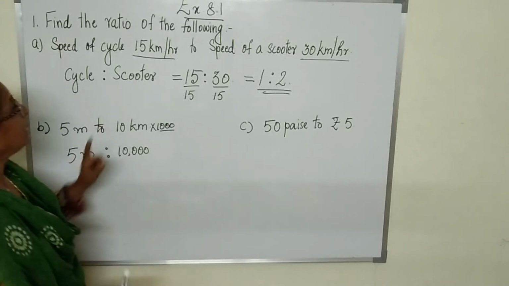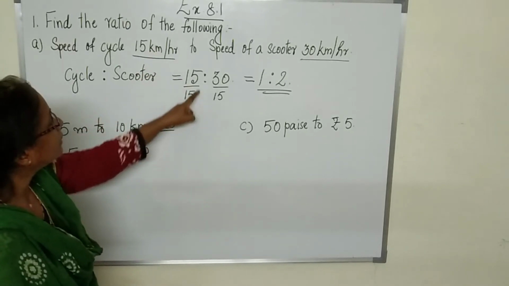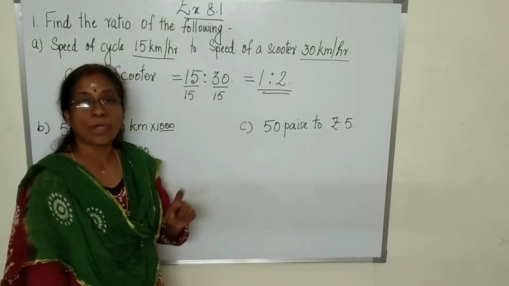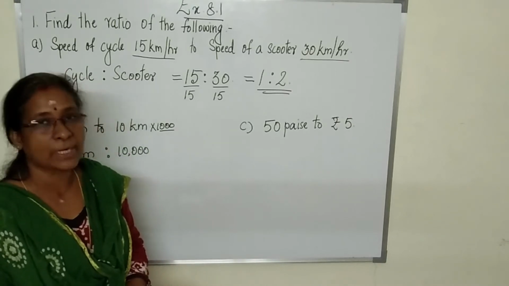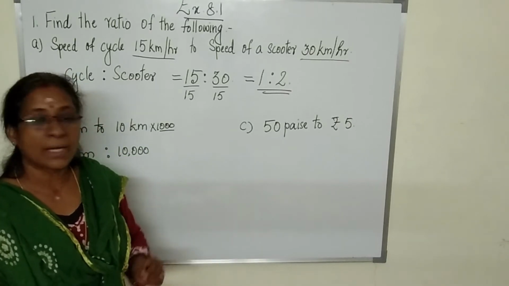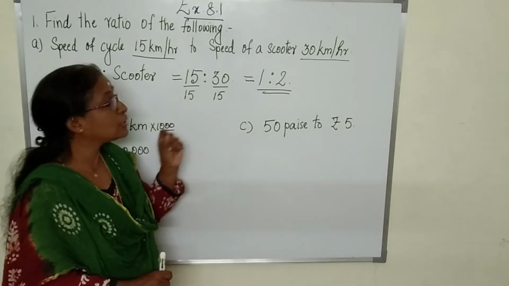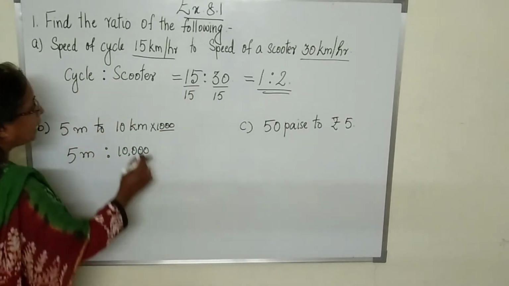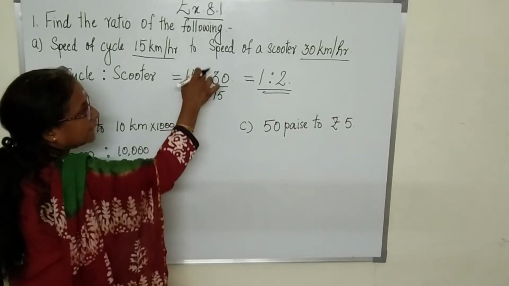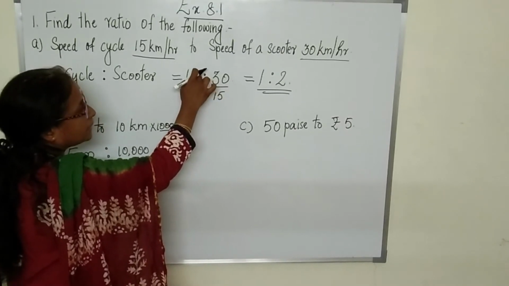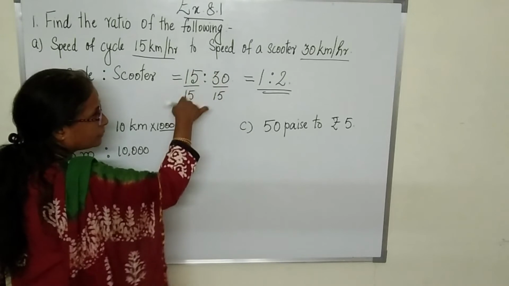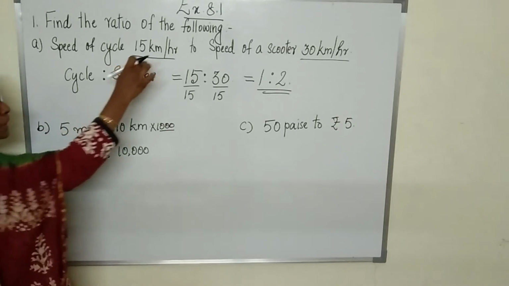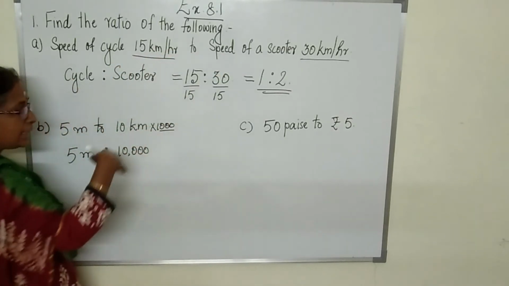Now you see here also we did not write the unit while writing the ratio. Whenever you write the ratio, you have to make sure that the quantities are in the similar unit. But we should not write the unit in the ratio. So why we don't write, the units will get cancelled here. Here also 15 kilometer per hour, here also kilometer per hour. So when we do fractional form, in the numerator and denominator same kilometer per hour will get cancelled.